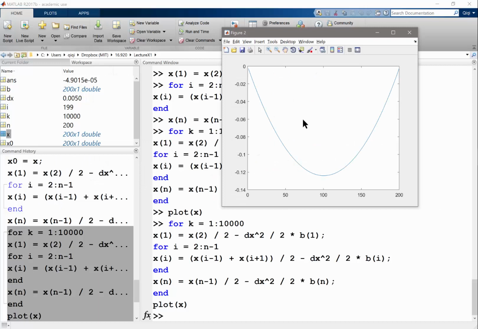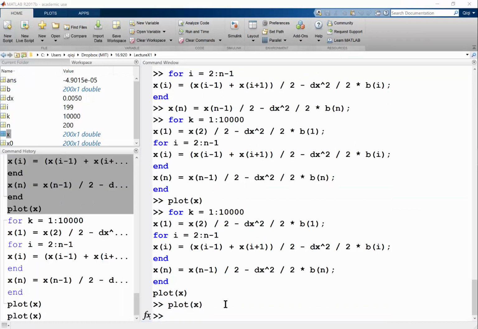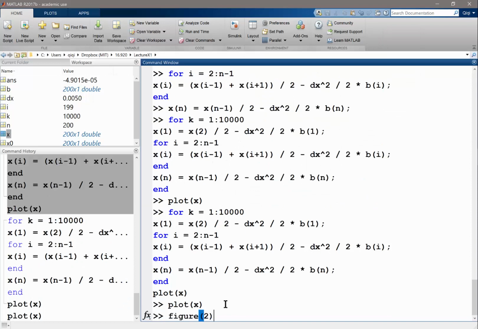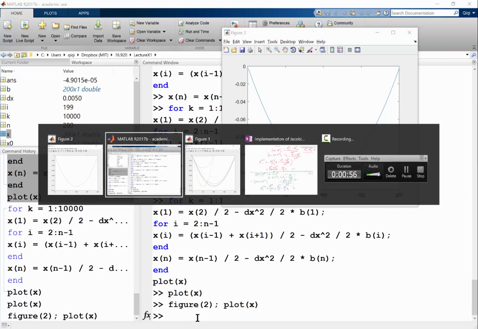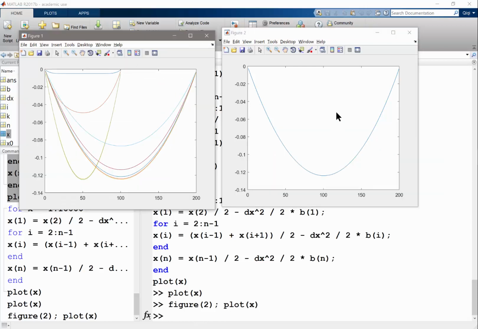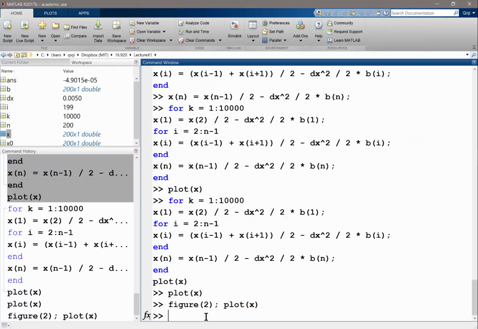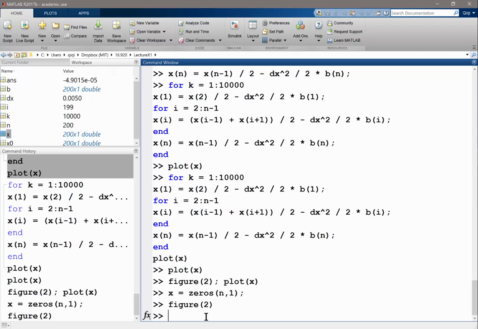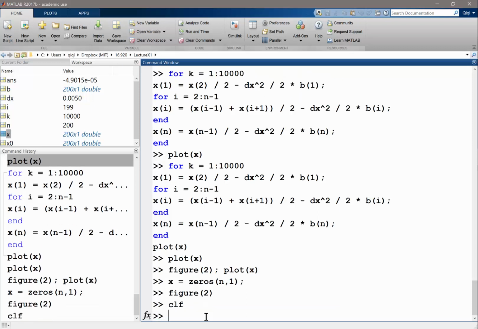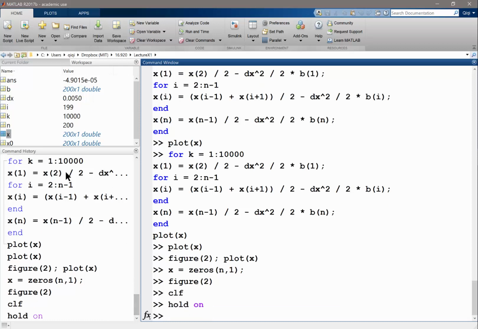Wait, I think I must have plotted it in the wrong figure. Sorry, so let's do this again. x is equal to zeros, and figure 2. Is it clf? Okay, yeah. Let's clear the figure and hold on, and then let's do this.